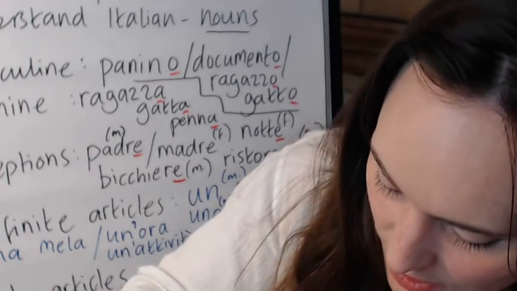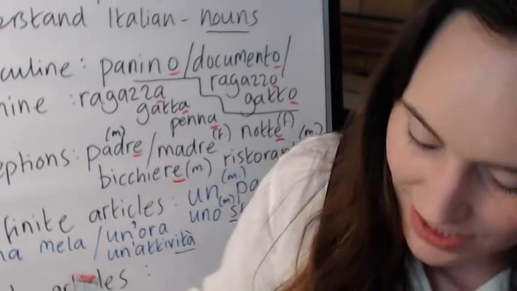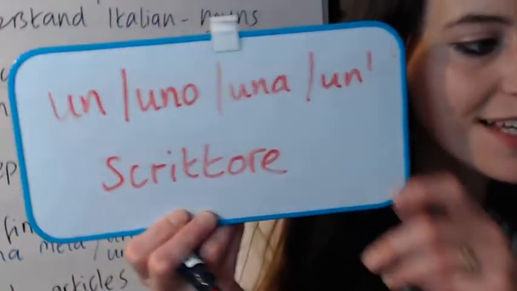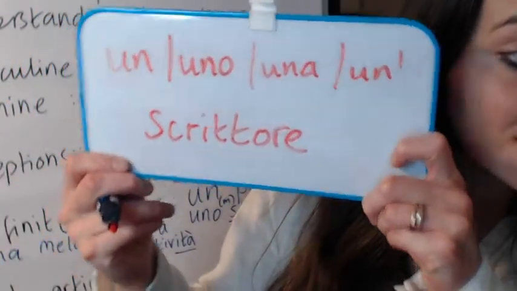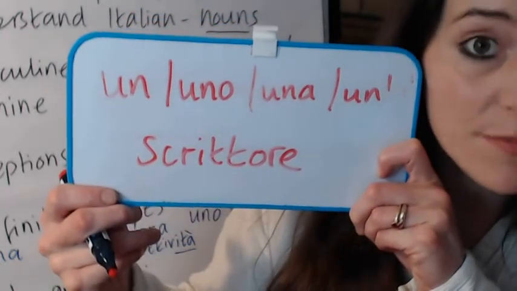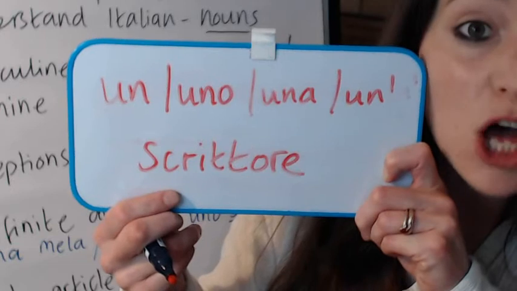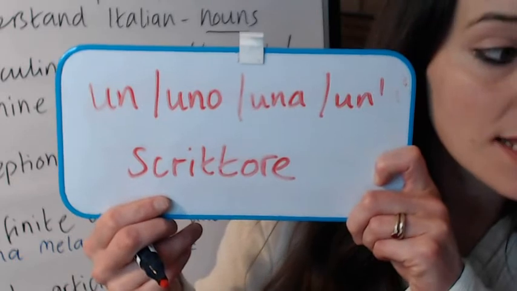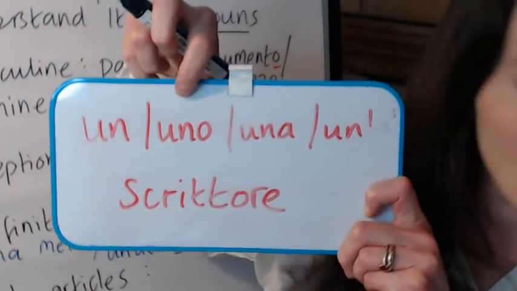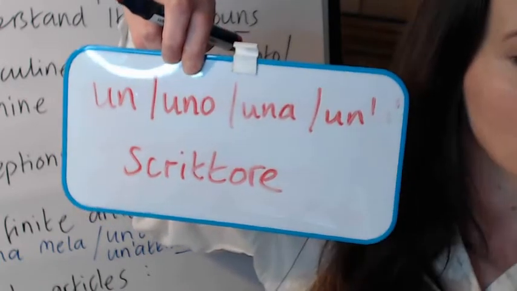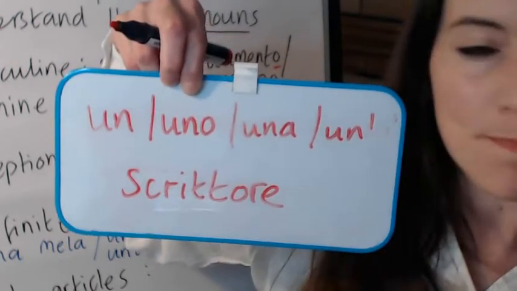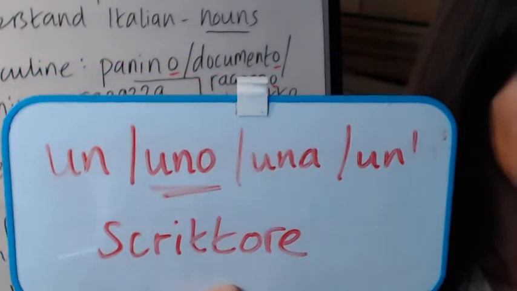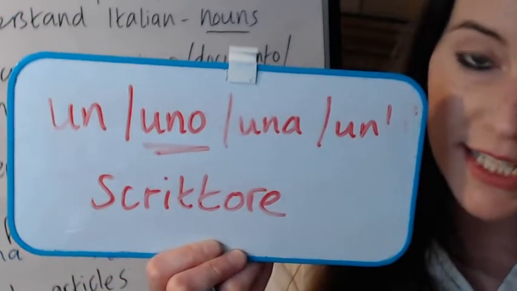So let me just write this down. So scrittore. This noun is derived from the verb scrivere. So scrivere means to write, and scrittore means a writer. Okay, so a male writer, as it happens. So it's masculine. So is it going to be un or uno scrittore? It's uno. But why is it uno? Uno scrittore. Because it's a masculine noun.